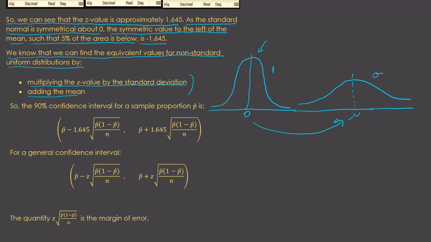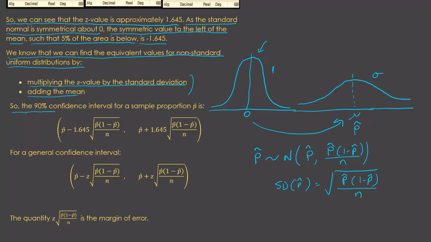Now, let's say for a sample proportion that this mean is at p hat. We already looked in previous examples at the fact that p hat is normally distributed with a mean p hat, and the variance for that would be p hat(1 minus p hat) over n, and therefore the standard deviation for p hat is the square root of p hat(1 minus p hat) over n.